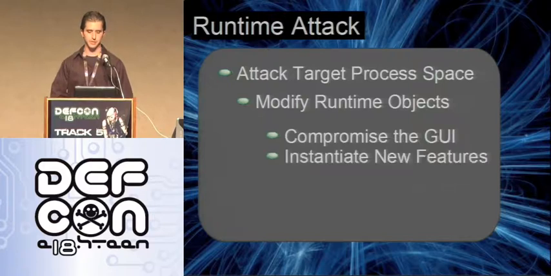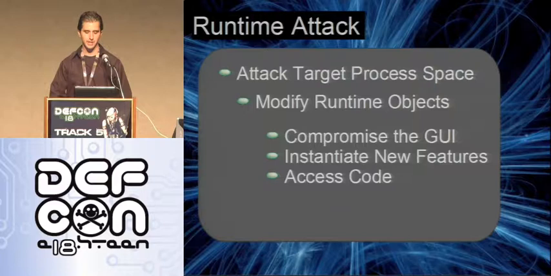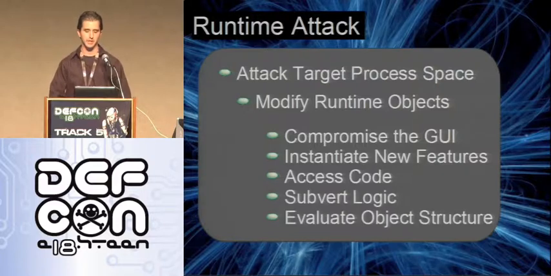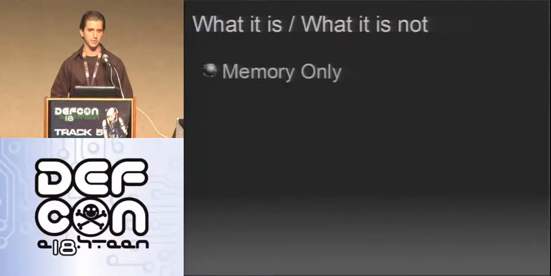This will allow us to compromise the GUI, instantiate new features, access the code base, subvert logic, and evaluate the object structure. Evaluating the object structure is more for reconnaissance. When you get into someone else's application, assuming you do or don't have access to their source code, you want to go around and figure out how those objects lay in memory. What instance of an object do you want to attack? This is also useful when you're attacking a program live. So if you're not making an out-of-the-box attack, you want to attack it on the fly. So what is it and what is it not?